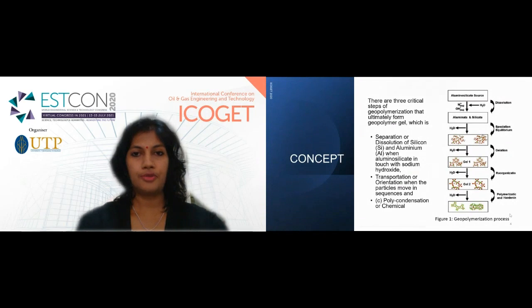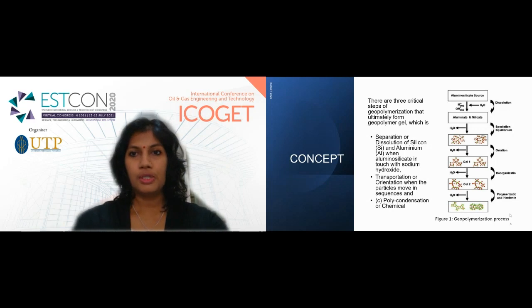Next will be the concept of geopolymerization. There are three critical steps of geopolymerization that ultimately form geopolymer gel. The first step is the separation or dissolution of silicon and aluminium when aluminosilicate is in touch with sodium hydroxide. Second step would be the transportation or orientation when the particles move in sequence. And third is the polycondensation or chemical reaction to form the geopolymer cement. Here in figure 1, it shows the geopolymerization process.